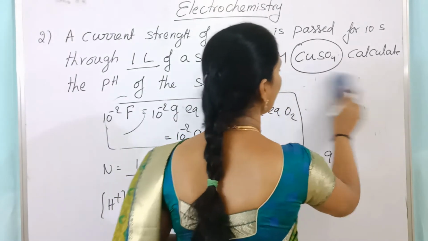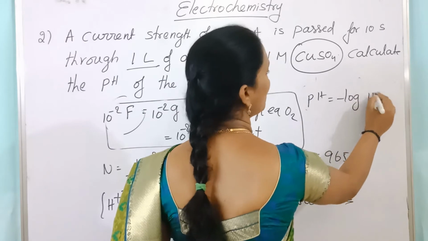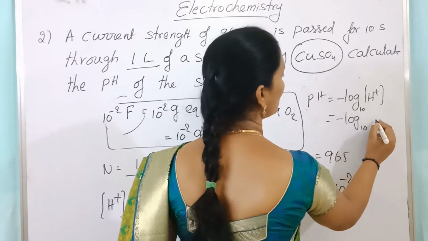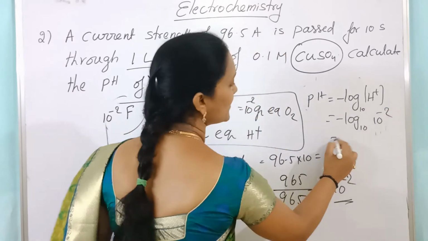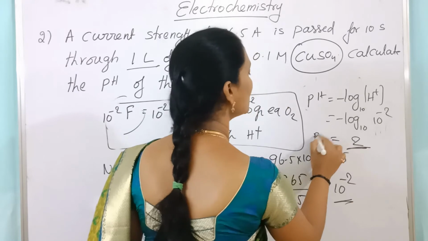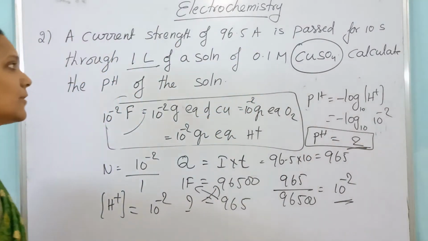Now pH. So what is the pH? pH is equal to minus log H plus concentration, minus log base 10 power minus 2. So it is equal to 2 log 10, nothing but 2 into 1. So 2. So what is the pH? 2. Okay. Like this we should solve the pH problems.